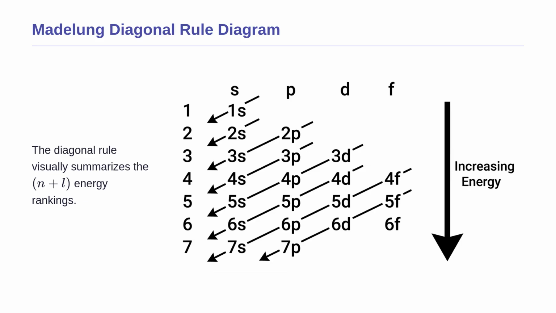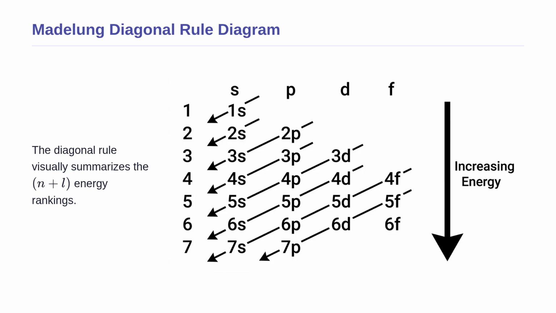Now that we have used this formula and the tiebreaker rule, let us look at a visual summary of these calculations. What you are seeing here is the Madelung diagonal rule diagram. It perfectly maps out the increasing energy levels we just calculated. Notice how the diagonal arrows trace the exact filling order.